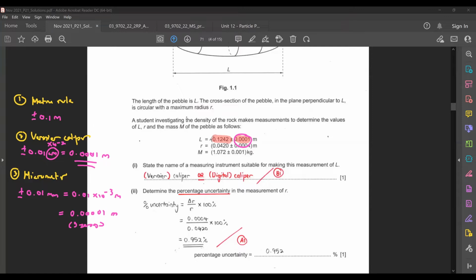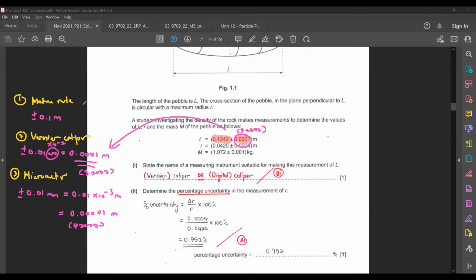So if you look at this one, L is having an uncertainty of 0.0001. This one is having 3 zeros. This one is having 3 zeros. This one I calculated wrongly. This one is 4 zeros. Okay, so based on this one, you look at the uncertainty. Which one you would have to use? You have to decide based on the uncertainty given.